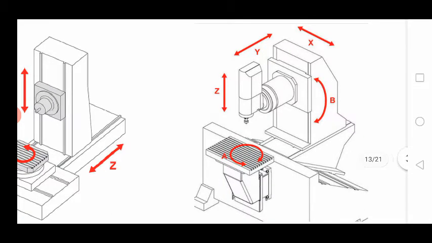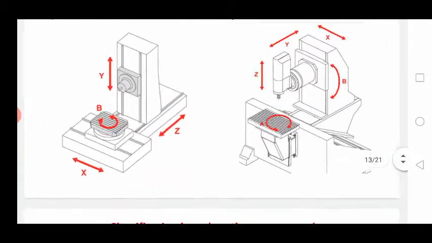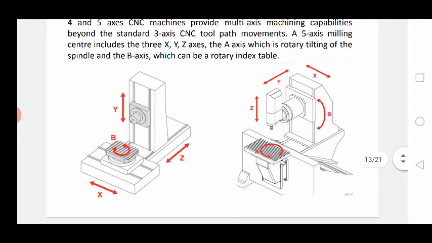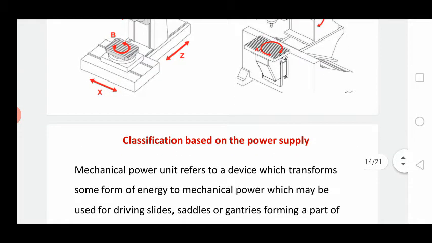So we have 5 axis CNC machines also, which you can see in this diagram. Here you can see x-axis, y-axis and z-axis, basically 3 axes. Then a and b: a is the work table rotary axis, and b is the main spindle rotation axis. So that is the 5 axis milling center, which includes the 3 x, y, z axes, the a axis which is the rotary tilting of the spindle, and the b which carries the rotary index table.